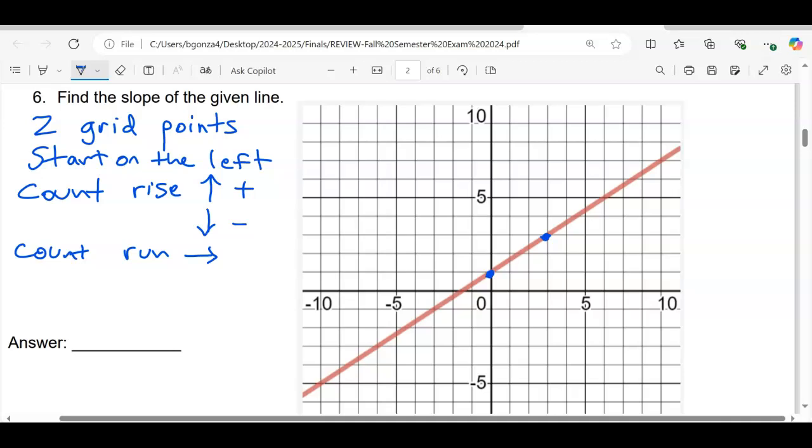Reduce it if you need to, but starting on the left, this one is further to the left. I rise 2, up 2, that's positive, and I run 3 to the right. So it's 2/3. That's my slope, my rate of change, my rise over run, my m, however you want to call it. That's your slope.